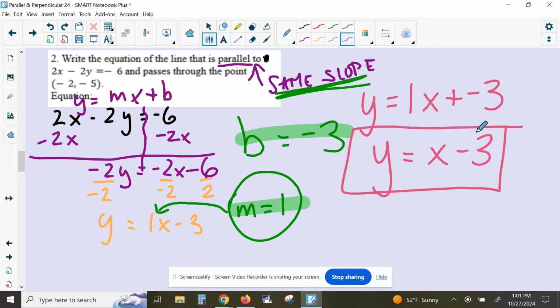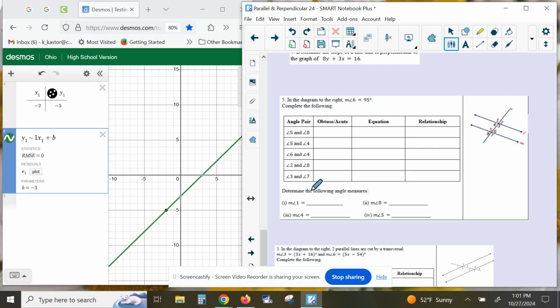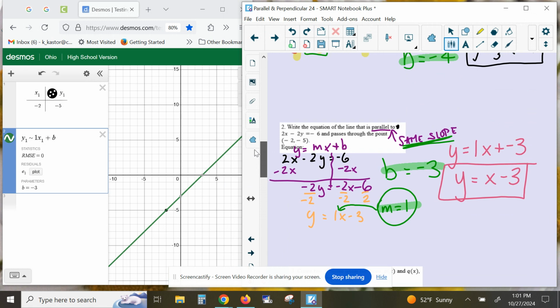Both answers are correct, but this bottom one is more simplified, which means if it was on a multiple choice test, this is how it would show up. It would never show up unsimplified like this. And you can put both of these equations into Desmos to see if they're actually parallel to each other. So let's take a look at them real quick.